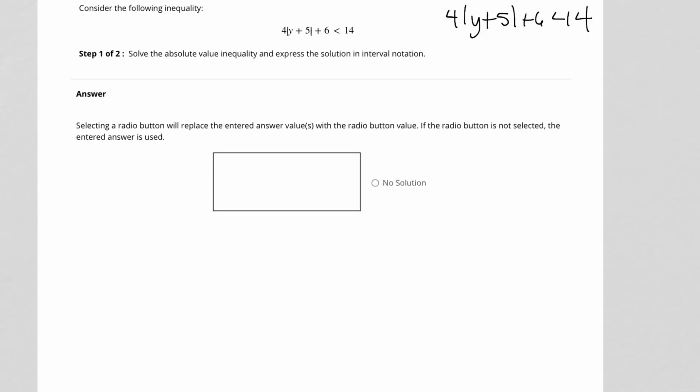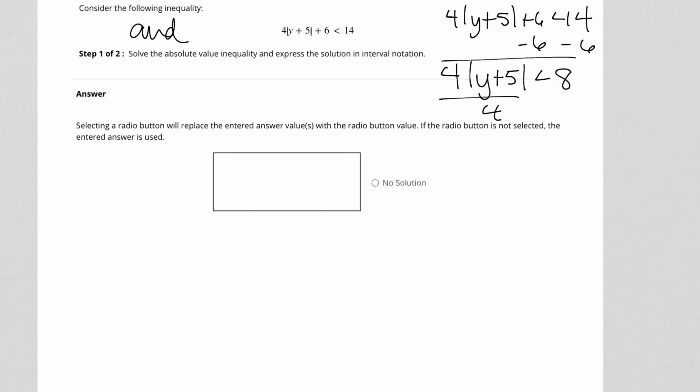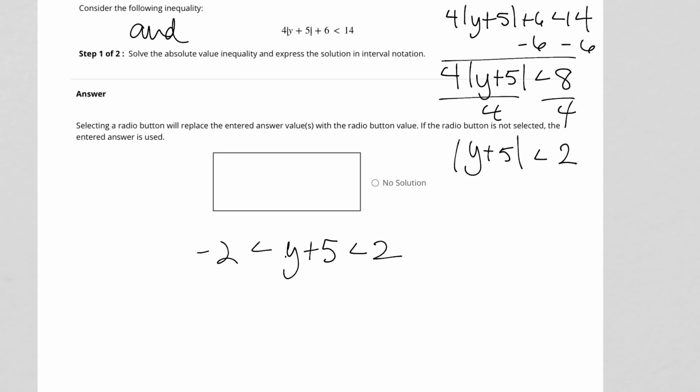We have 4 times the absolute value of y plus 5, plus 6, less than 14. So this is an "and." We need to solve it and put it in interval notation. I'm going to start by putting it in standard form. So subtract 6 leaves me with 4 times the absolute value of y plus 5 less than 8. Divide by 4. The absolute value of y plus 5 is less than 2. So it's an "and," which means the y plus 5 goes in the middle, which I have negative 2 less than y plus 5 less than 2.